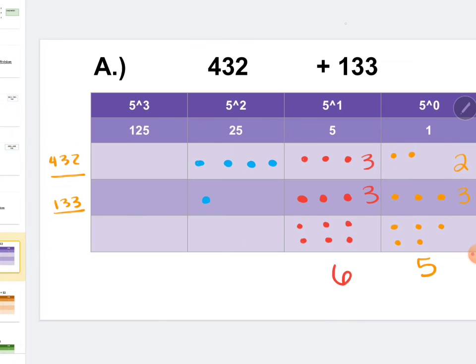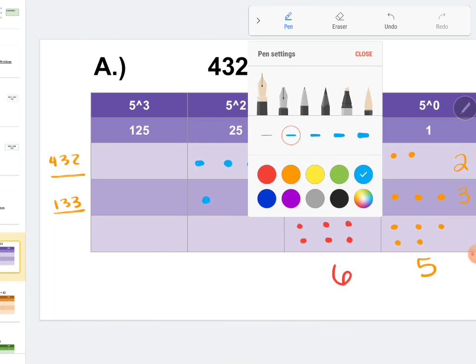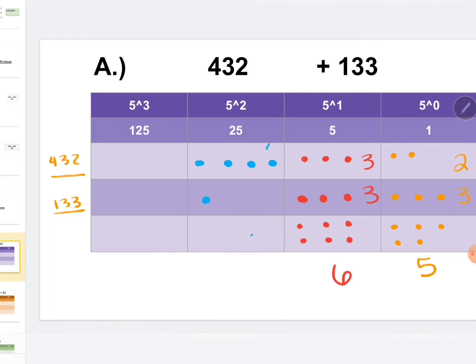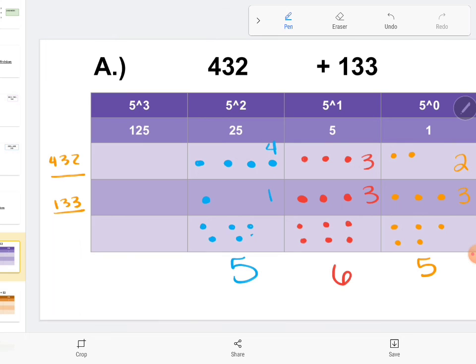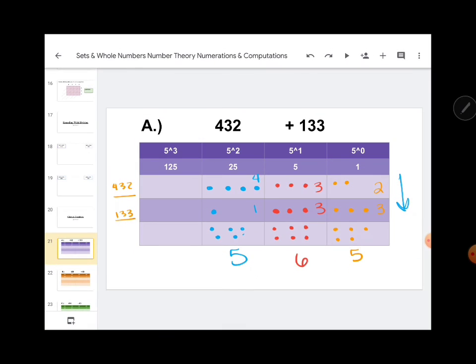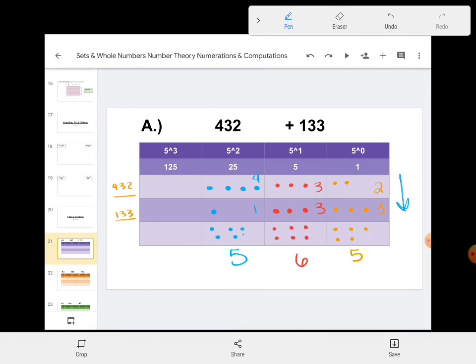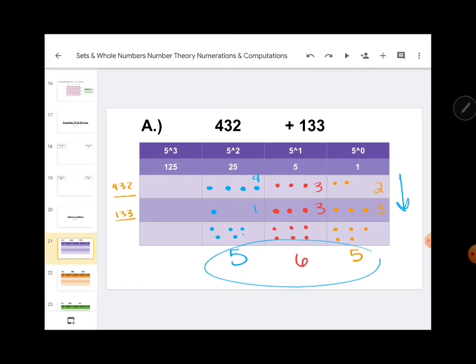And then for our final column of dots, we have 4 up here, 1 right here. 4 plus 1 is going to be 5. So we will have 1, 2, 3, 4, 5 dots in total in that bottom row, which means that our solution, as far as adding 432 and 133 goes, will be 565.